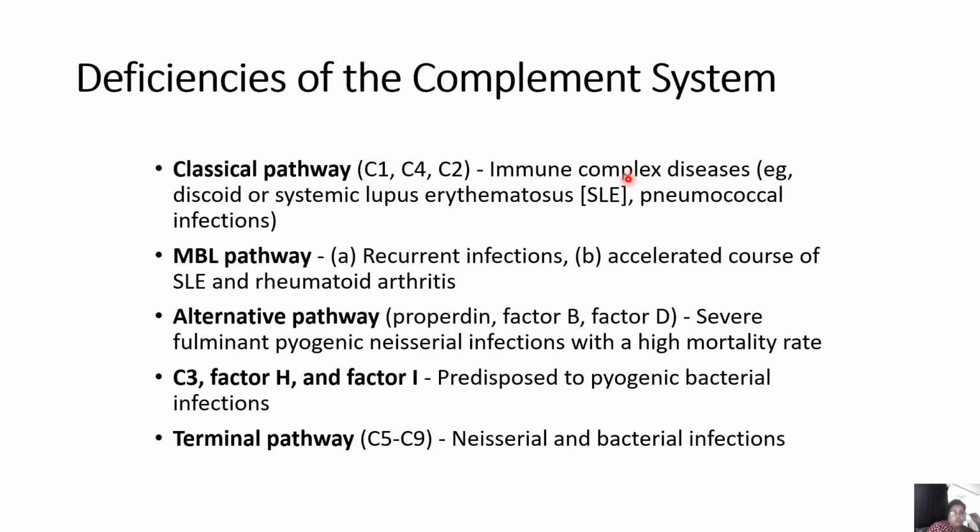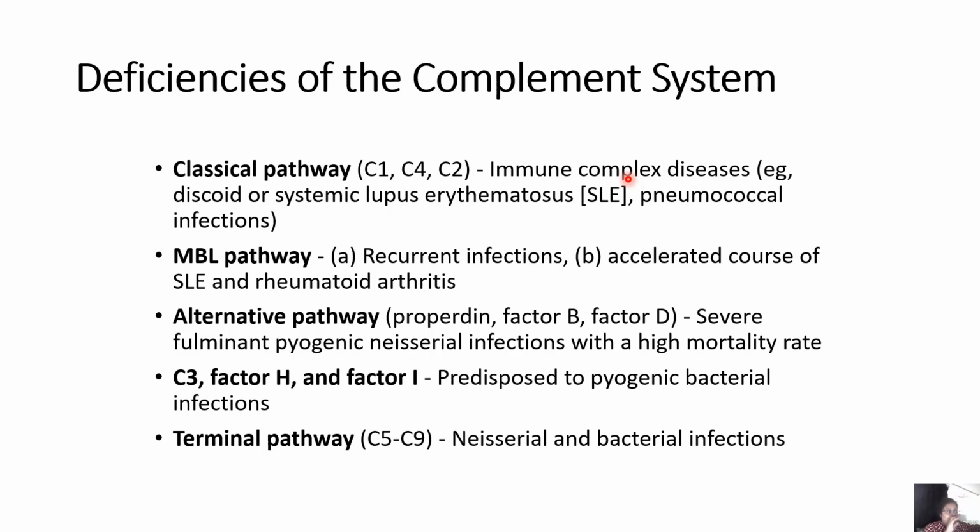Okay. So deficiencies of the complement system. The classical pathway, which is C1, C4 and C2, leads to immune complex diseases like discoid or systemic lupus erythematosus, all of these. Pneumococcal infections. Then we have the MBL pathway, which I said is the lectin dependent pathway. They are known for recurrent infections and accelerated course of SLE and rheumatoid arthritis again.